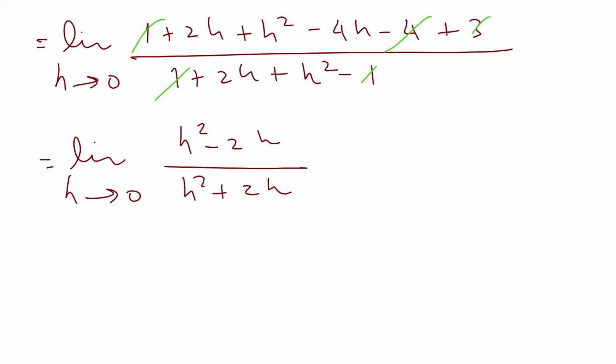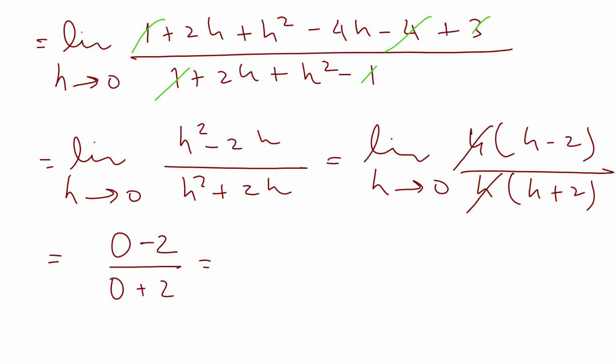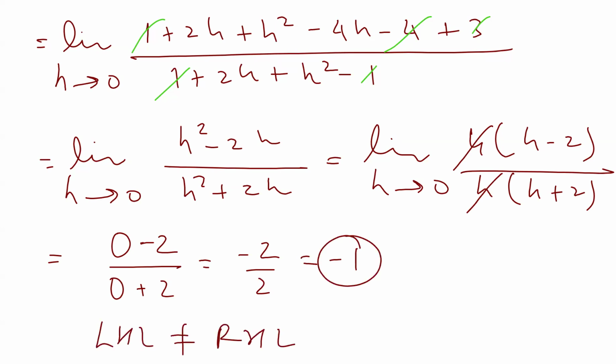Okay, so fair enough. So limit h approaching 0, take h common, h minus 2, take h common, h plus 2. So h and h is getting cancelled. Now we can put the value of h as 0 whenever all simplifications are done. Whenever all simplifications are done, we are supposed to put the value of h as whatever it is in the problem. Minus 2 upon 2, which is equal to minus 1. So LHL is not equal to RHL. Therefore, f of x is discontinuous at x equal to 1.